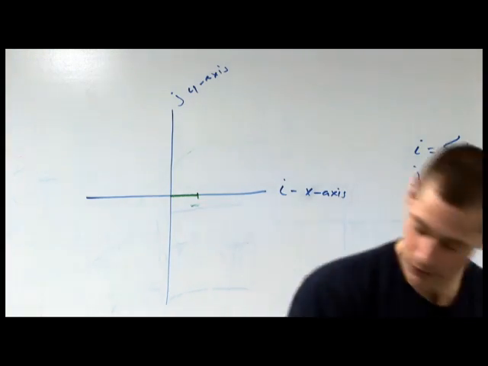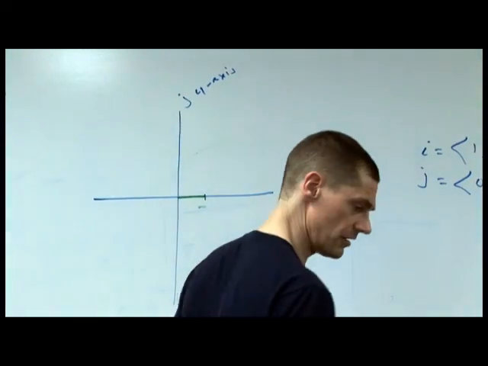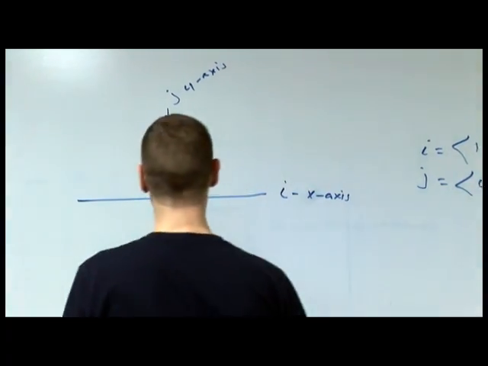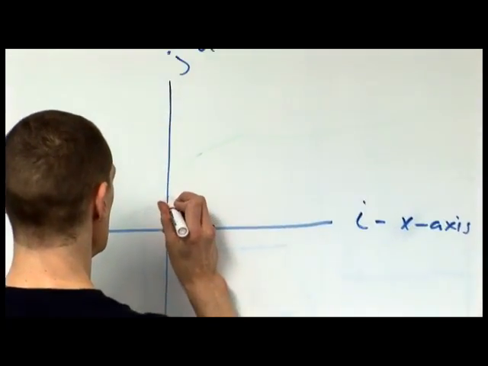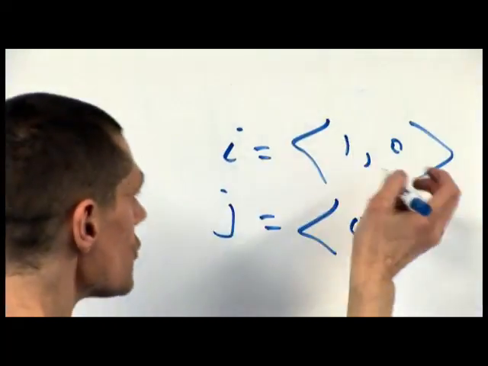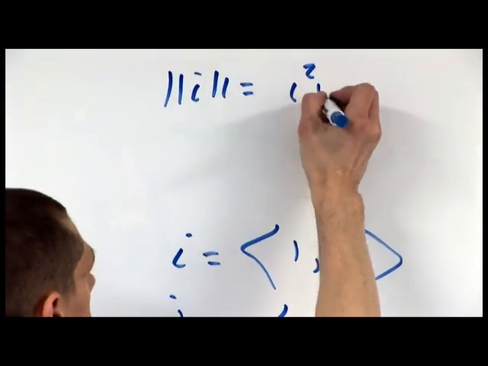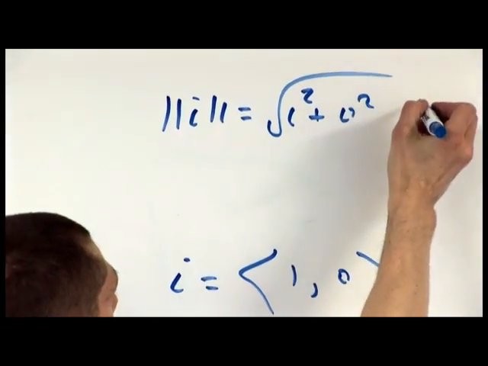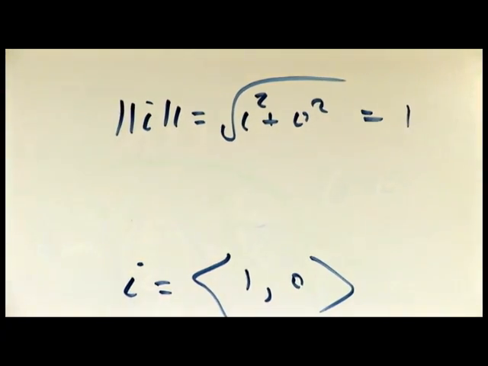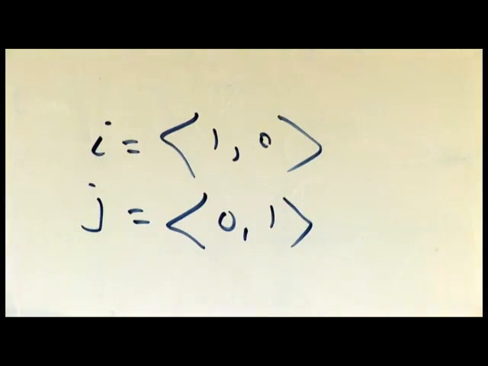I need more colors. I lost my yellow. Red will do. So here is j, right? And it's 1 length. It should be clear that the norm of these are each just 1, because the norm of i is going to be the square root of 1 squared plus 0 squared, which is just 1, and the norm of j will be the square root of 0 squared plus 1 squared, which is 1. So the norm of each of these is 1.